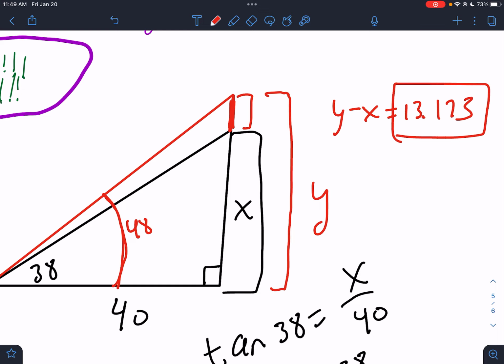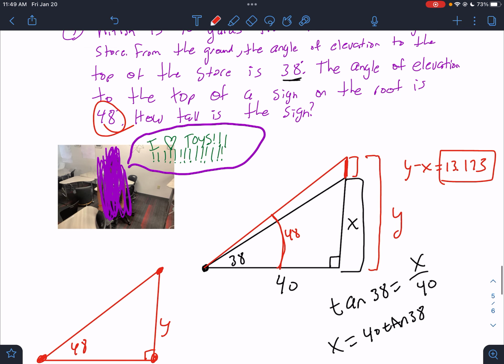There we go. That's a level 4 hard question. Anytime there's more than one triangle, that is a level 4. That's a level 4.